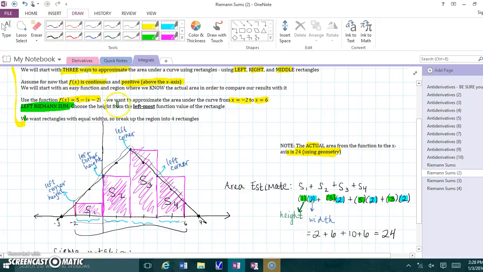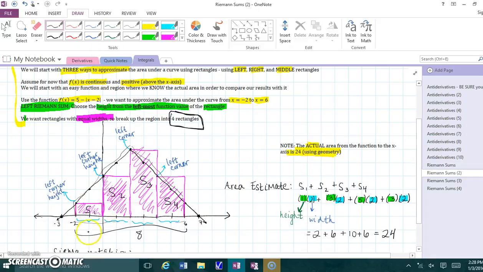This is important here. The left Riemann sums, you're going to choose the height from the leftmost value of the rectangle. We're going to start off always wanting rectangles of equal widths. So if I have a total distance here, -2 to 6 is 8. And let's say I want 4 rectangles. They're going to tell you how many rectangles you need. So I want 4 rectangles in a span of 8 on my x-axis. So that means every rectangle is going to need a width of 2.